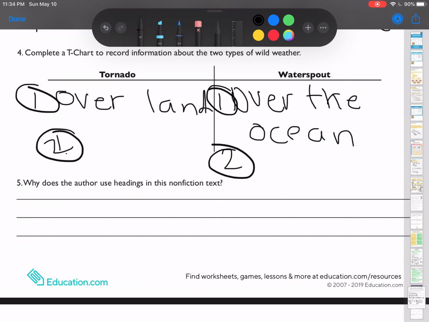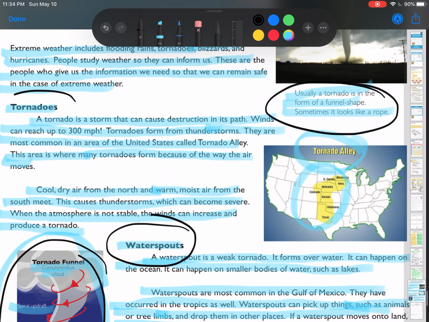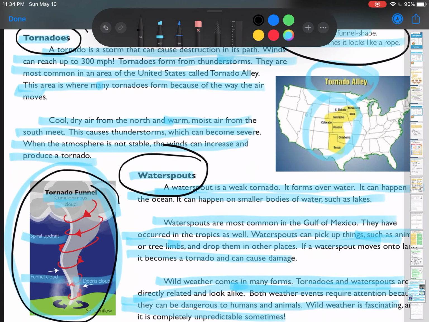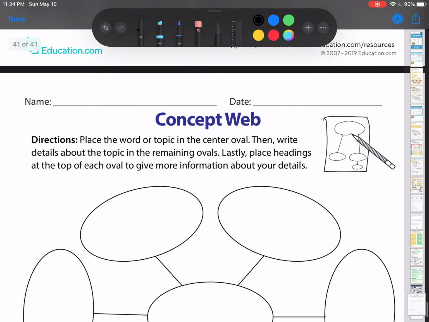Why does the author use headings in this nonfiction text? So we have headings here. And why did they use the headings? They use it to separate the tornadoes and waterspouts. All right.